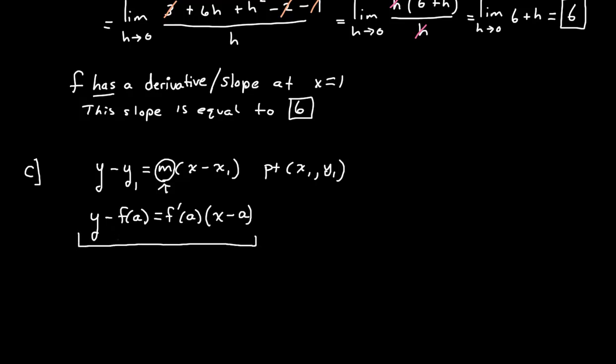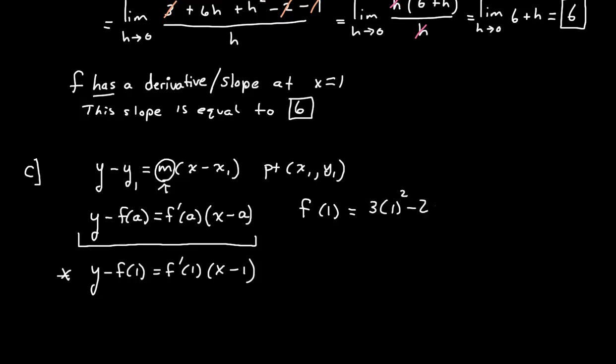And so this tells me this is the general form, and what I need specifically would be y minus f at 1 equals f prime at 1 times x minus 1. This would be specific to this particular problem. So in this particular problem, I'm going to need f of 1. And if I find f of 1, that was 1 squared minus 2. That's just plugging into the function. That comes out to be 1.